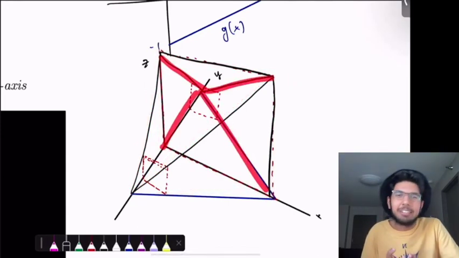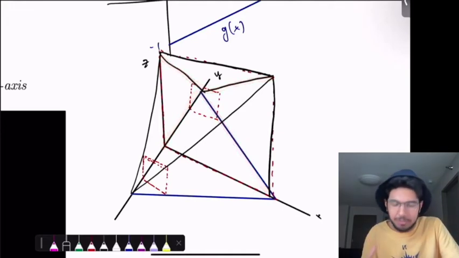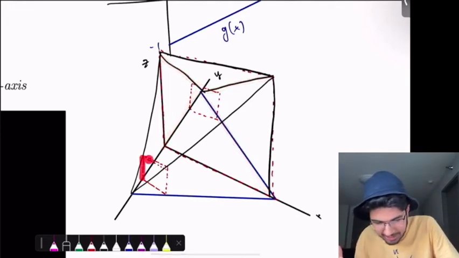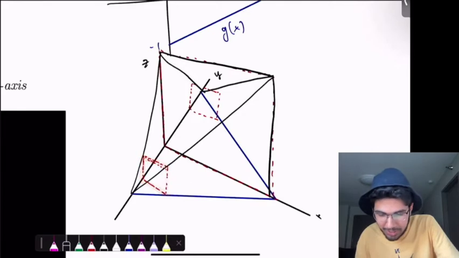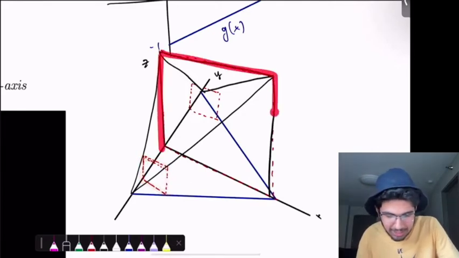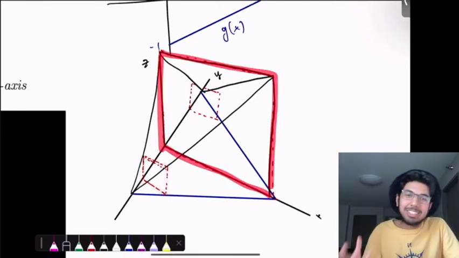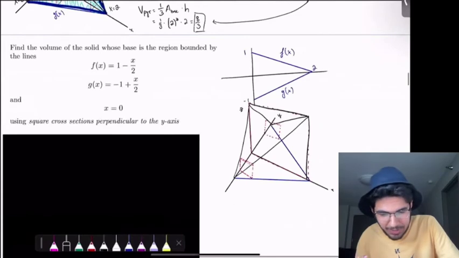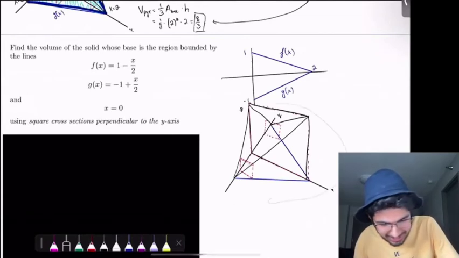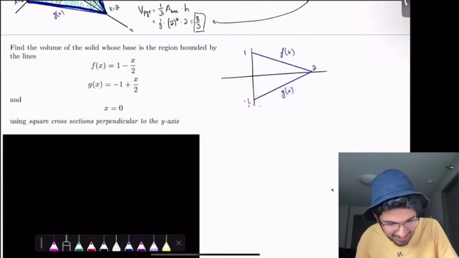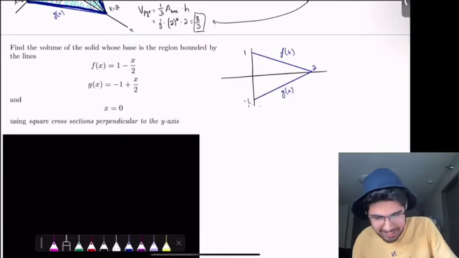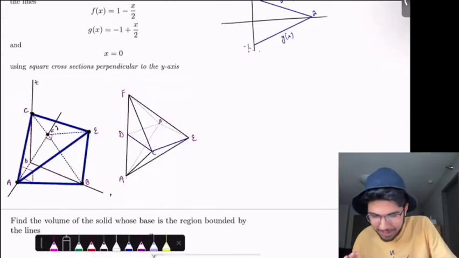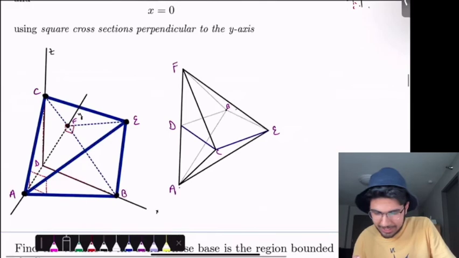So in a sense, it's kind of like two pyramids stacked on top of each other, but the main thing to note here is that the cross sections are still square. No matter where we slice it, we're still getting a square cross section. It's just a different figure now because we're doing it perpendicular to the y-axis. So with that in mind, let me get rid of this monstrosity. And let's take a look at hopefully a slightly better drawing.